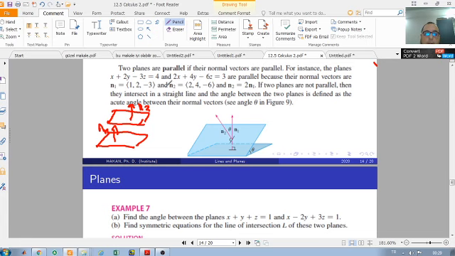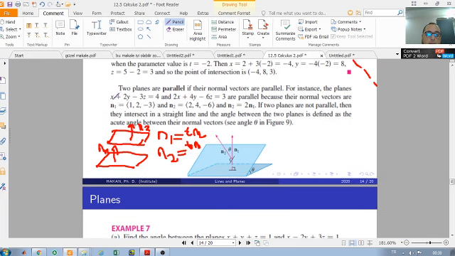Okay, for example, the planes given by linear equations are parallel because their normal vectors n1 and n2, like this one, satisfy the equality n2 is equal to 2n1. Namely, if one of them is a multiple of the other, like n1 is a multiple of n2, or n2 is a multiple of n1, so we say the planes are parallel.